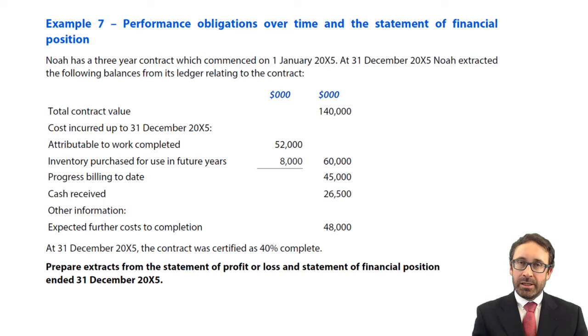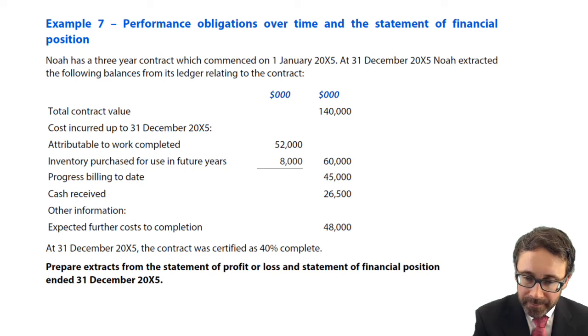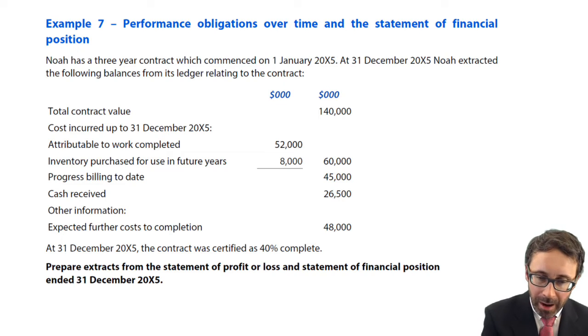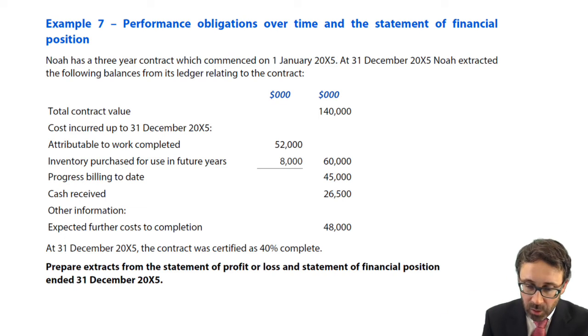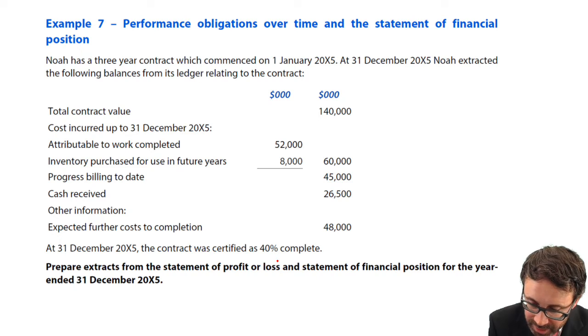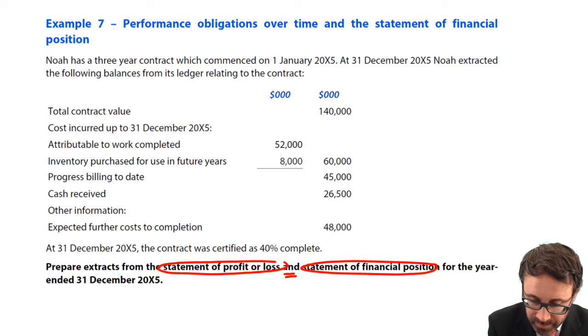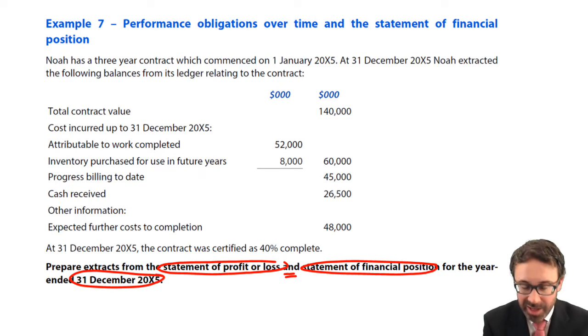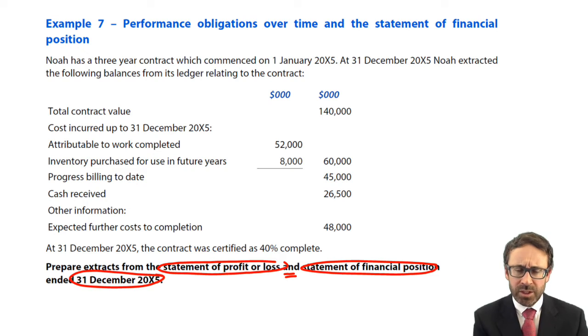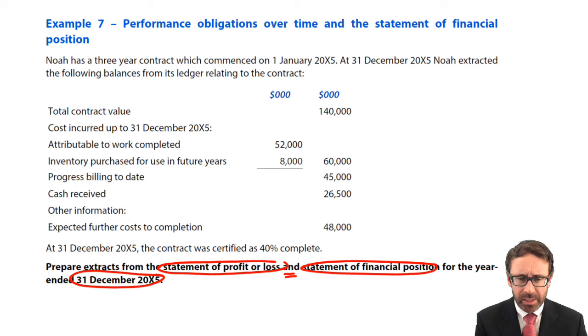Okay. So, should we have a look through it? Yeah, let's go. Excellent. So, what have we got? Read the requirement first as always. So, we're looking there at your statement of profit or loss and your statement of financial position. And here the year ended is the 31st of December 20x5.